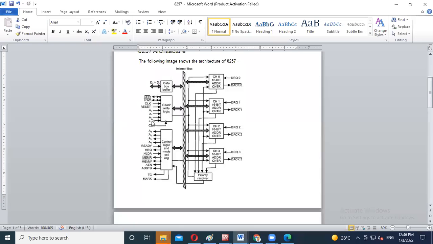So come to the left side, that is the data bus buffer. In this data bus buffer, it is an internal bus.